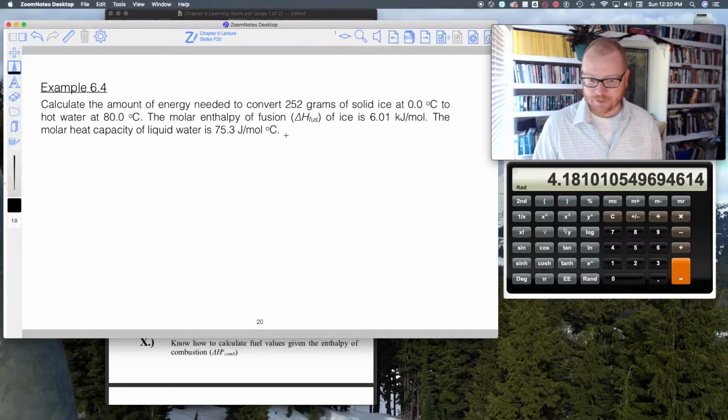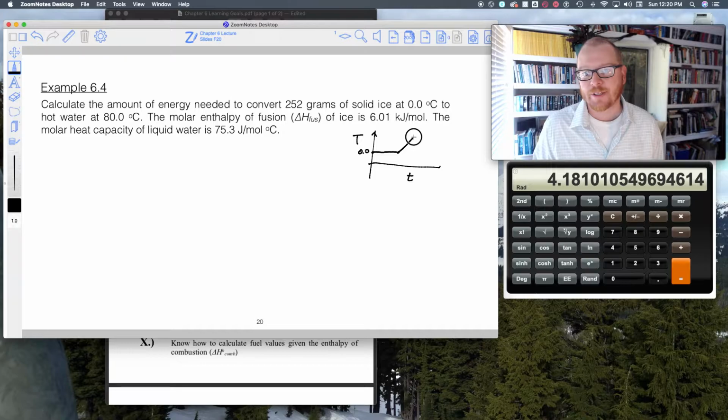at 80 degrees. Okay, so what we're doing, if we go back to that heating curve that I showed you, where it was temperature, big T, versus time, little t, we're starting at ice at 0 degrees, and we're going to have to let it phase transition for a little bit. So that means the temperature is not going to change, and then we're going to heat it up to liquid water at 80 degrees C.